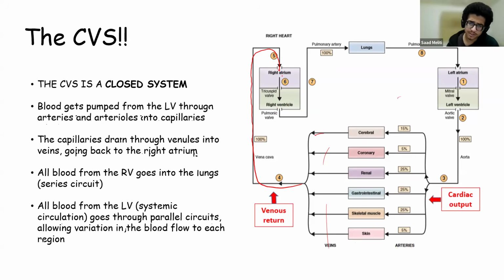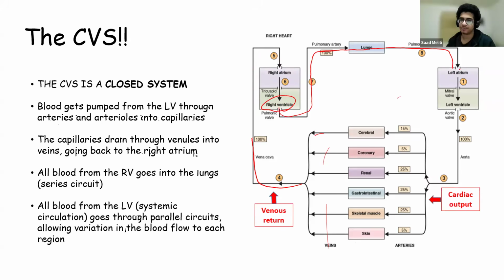So once the heart gets to the right atrium, it goes to the right ventricle. And once it goes to the right ventricle, it just goes through the lungs and back to the left atrium. Now, this is what I was talking about earlier. The pulmonary circulation is an example of a series circuit. All of the blood leaving the right ventricle, 100% of it, is going through the lungs, okay?